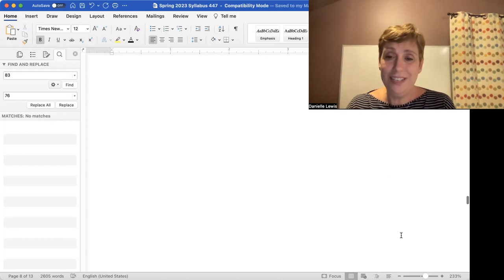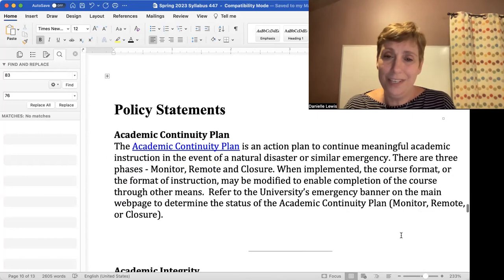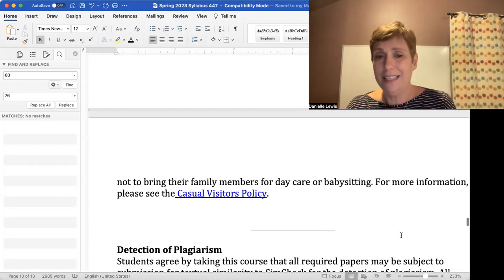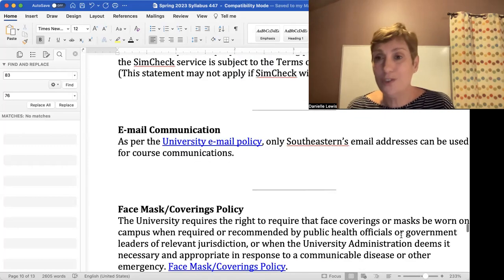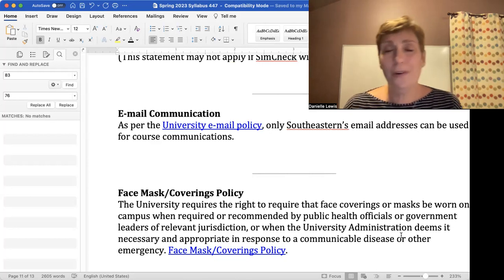And besides that, it's just all your typical policy statements which every syllabus should have for all your classes. If there are any comments, concerns, or anything like that, just shoot me an email and we can get together and figure it out.